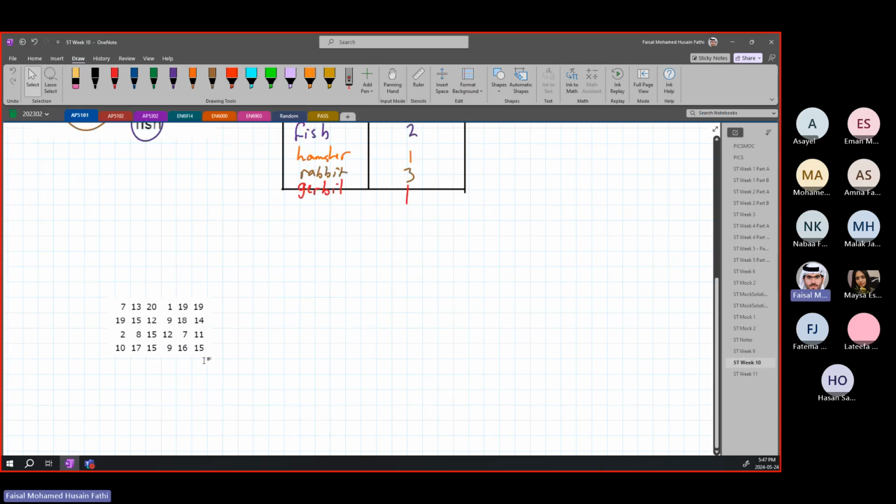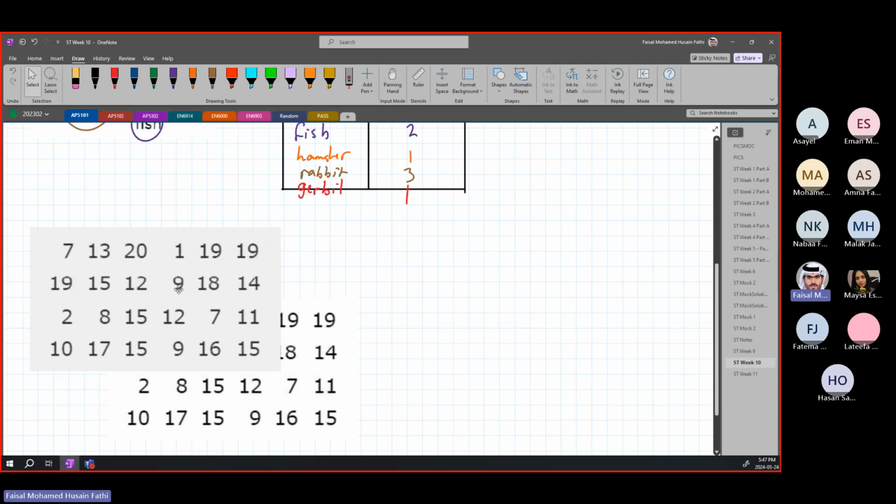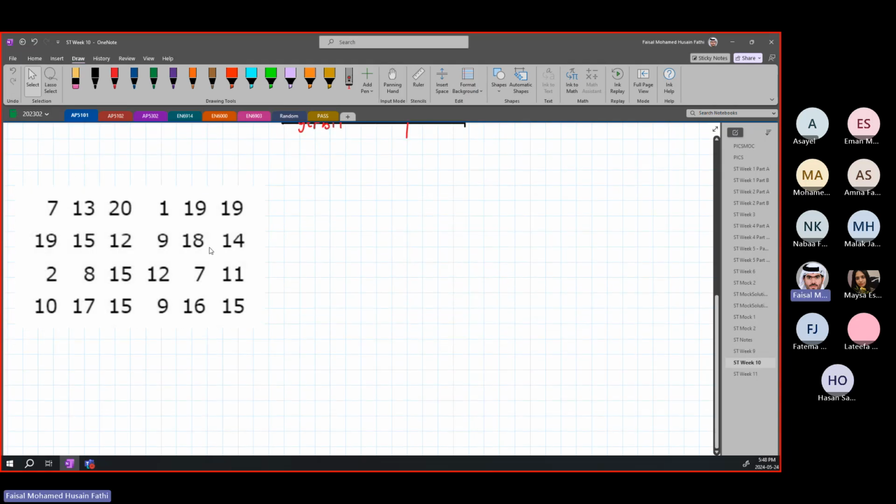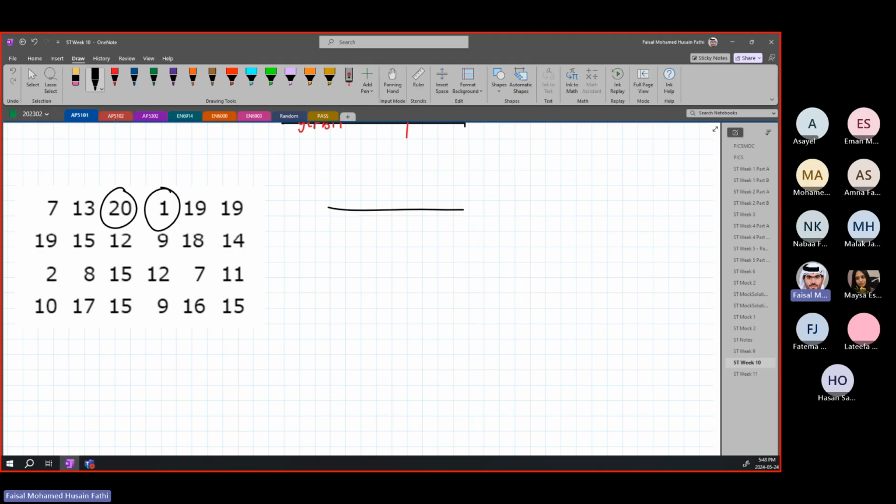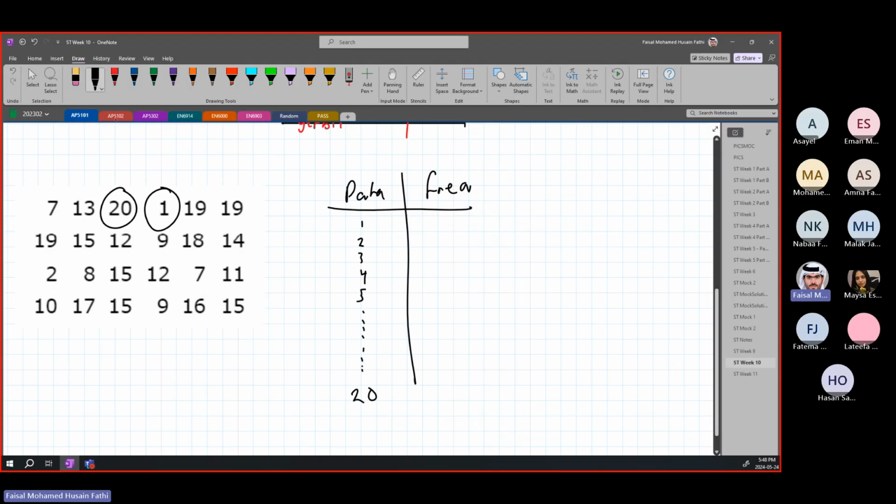Let's look at these numbers. So let's say we are given this set of numbers over here. We have numbers starting all the way from number 1 all the way up to 20. Okay. So if we wanted to build a table, we could say this is our data, whatever the number means, and this is our frequency. Okay. But we're going to have to write 1, 2, 3, 4, 5, all the way till 20. This is going to be tedious. It's going to be very long.